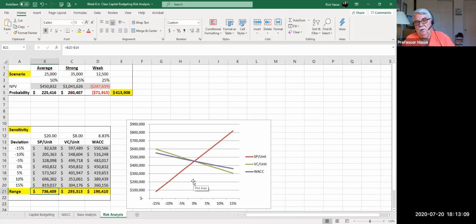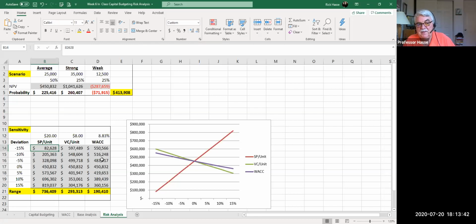Well, that's pretty well common sense. I know you don't even really need to do analysis. Yeah, Mr. Hasse, if I decrease my selling price, I'm going to make less profit. If I increase my selling price, I'm going to make more profit. Okay. But now you've done the analysis and see the length and the width of the deviations, and it gives you a good analysis. If I want to sell 25,000 units a year, I can reduce my selling price by 15% and still make a profit.